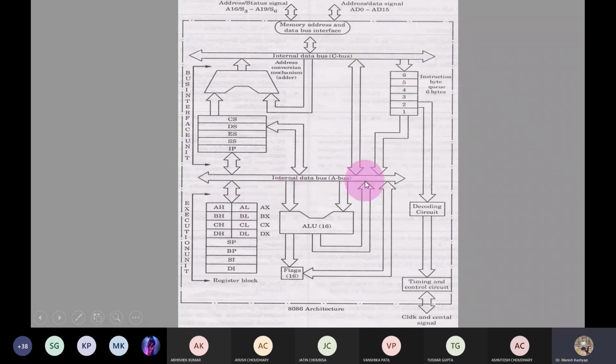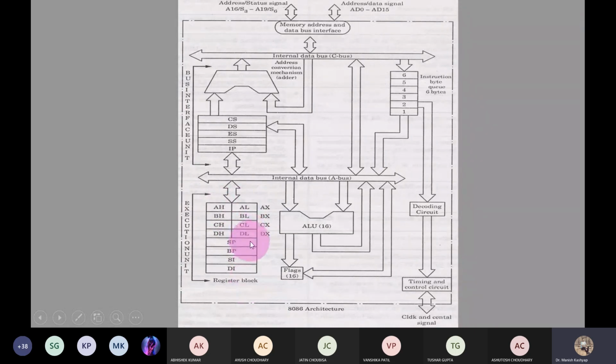And this execution unit is similar to the 8085's architecture, where we have the decoding circuit, the timing and control circuit, the 16-bit arithmetic logic unit, and the flag registers. The flag registers here are 16 bits, and we have seen what additional bits were introduced. The register stack is also present here, almost similar to what we had earlier. The only difference is that this time we have 16-bit registers, and they can also be used as 8-bit registers, higher and lower parts, right?